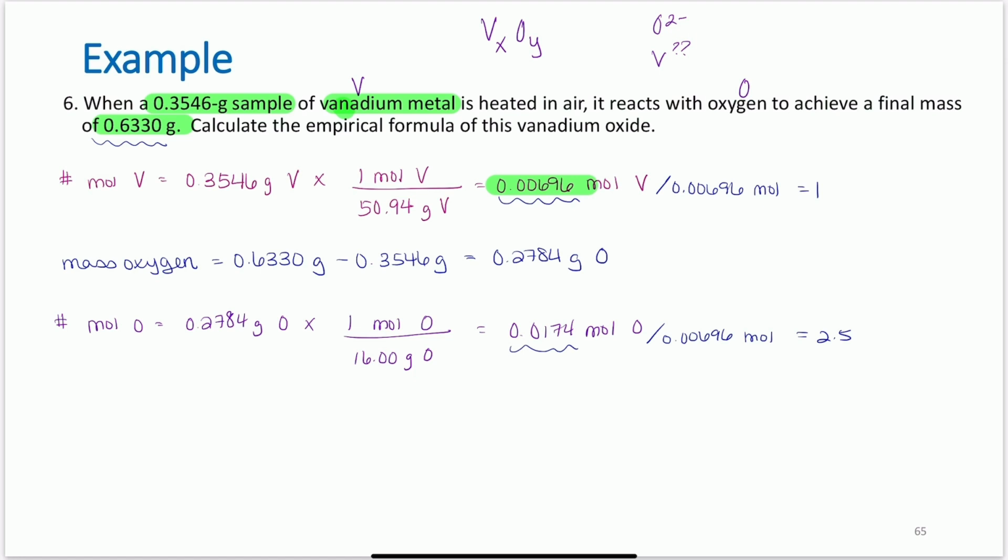Instead, you need to multiply. You need to multiply this number by some whole number to make everything a whole number in the lowest ratio. I'm going to go ahead and multiply both of these by 2. This gives me 2 vanadiums to 5 oxygen. So I did promise you would not have to round to 2.5. That is true. You will have to multiply. So 2.5 times 2 gives me 5. The overall empirical formula here is V2O5.